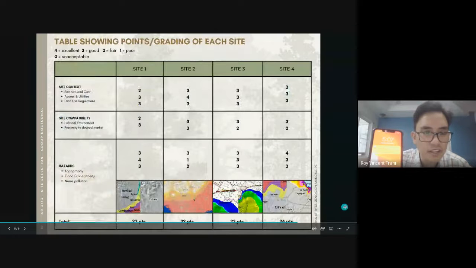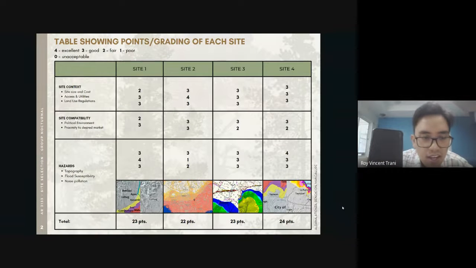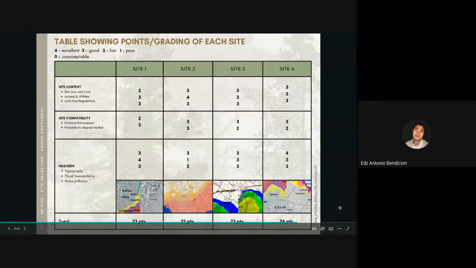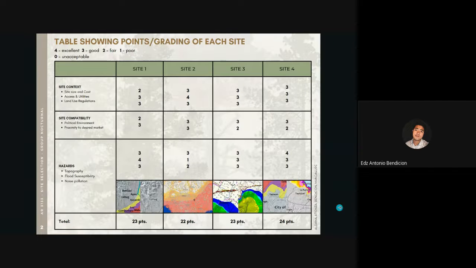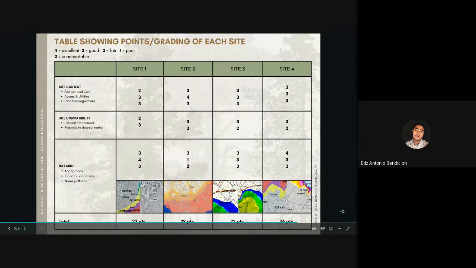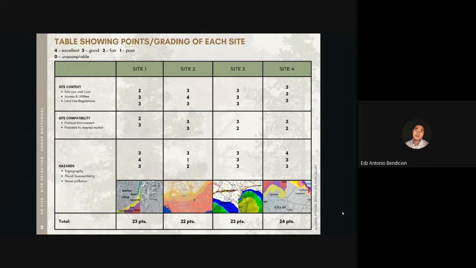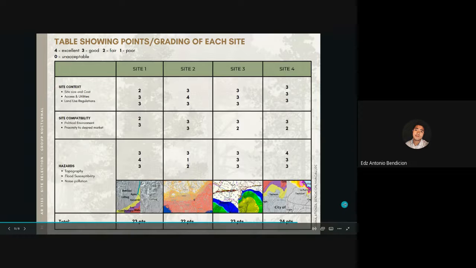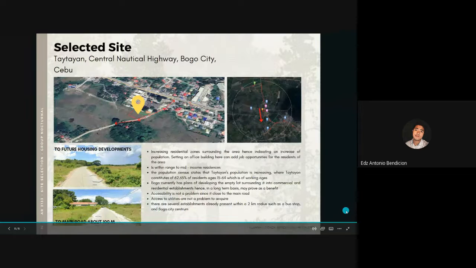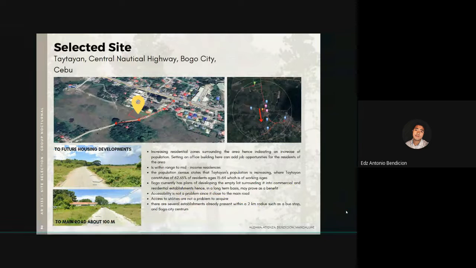Yeah, site 4, and then you have the conclusion, like which site wins, and is that correct? Yeah. Okay, sir. So for all the sites, site 4 scored the highest, scoring 24 points. Site 1 and 3 scored 23 points, and site 2 scored 22 points. So for the selected site, based on the grades that we showed, we selected site 4.